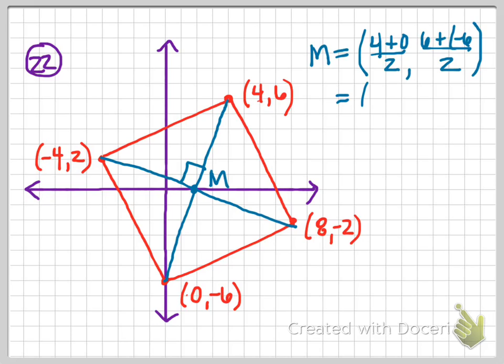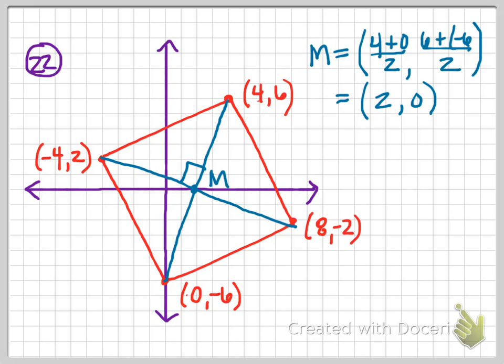Okay, so what I'm going to get is, for my x value, 4 divided by 2, which is 2. My y value, 6 plus negative 6 is 0. 0 divided by 2 is 0. So I'm going to get a midpoint of (2, 0), which is exactly where the two intersect.